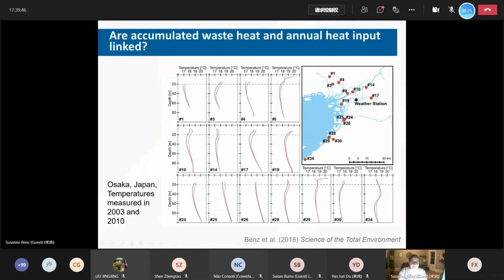In the last 3 minutes or so, I want to spend one more second moving to Osaka, because here we had the interesting case that we didn't just have one groundwater temperature measurement, but in fact we had two over 2 years for these 12 wells. I forgot how many wells there were. For all of these wells, we have two measurements, one in 2003 and one in 2010. So we had a unique opportunity to compare the amount of heat that is actually stored in the underground in this time frame and the amount of heat that we calculated as the annual heat input.